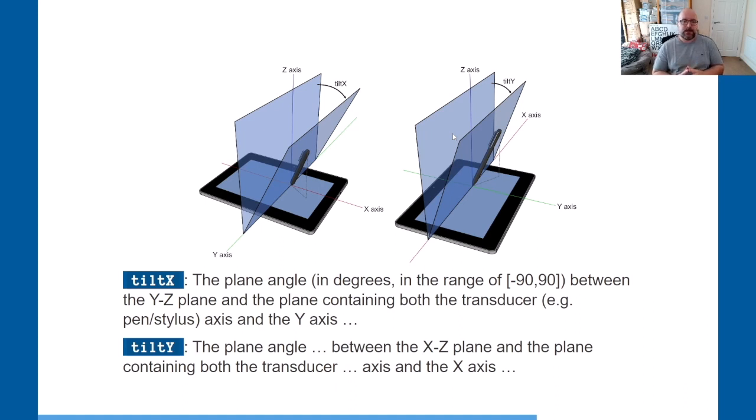So tiltX, the plane angle in degrees in the range of -90 and 90 between the YZ plane and the plane containing both the transducer, e.g. the pen or stylus, axis and the Y axis. And the equivalent for tiltY, the plane angle between the XZ plane and the plane containing both the transducer axis and the X axis. So we've had a lot of developer feedback, particularly letting us know that this was not very intuitive or easy to grasp.